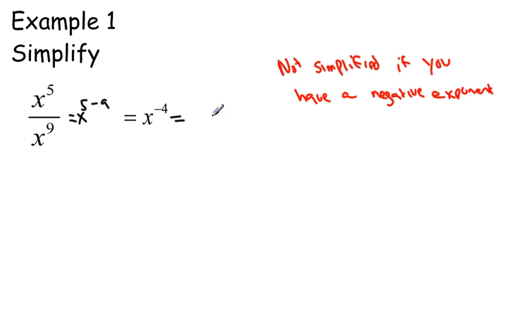So we have an invisible coefficient of 1, so it's going to stay right there on the top. And all we're going to do is move x to the negative 4 to the bottom, and the exponent becomes positive. And that's it. We're finished. Now it's simplified because you don't have a negative exponent.